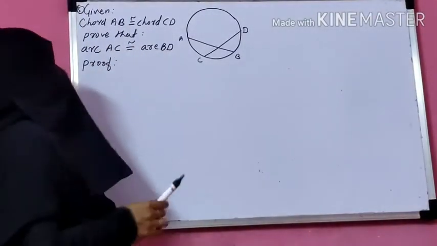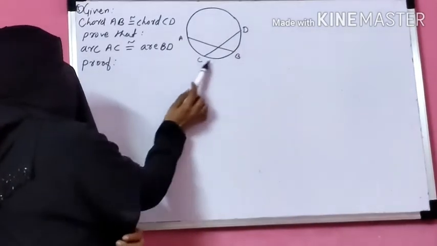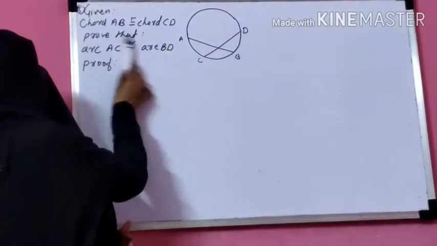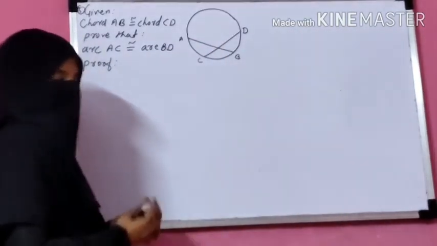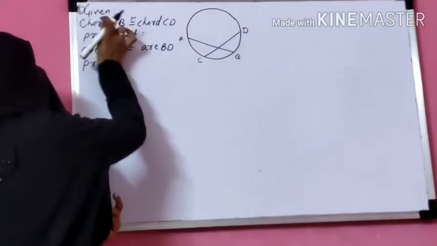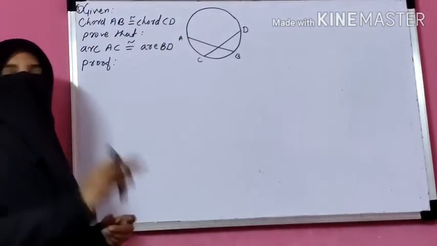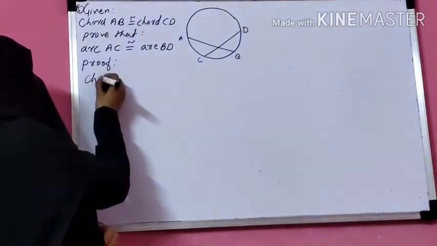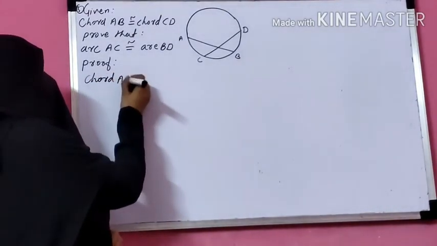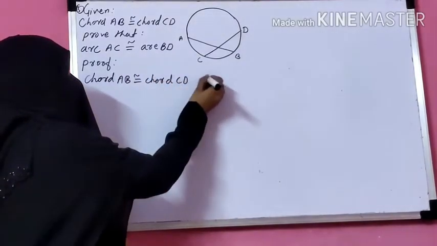Last question, question number third, is given here. Chord AB is congruent to chord CD. Then you have to prove that arc AC is congruent to arc BD. Okay, so let's start your proof. The given is chord AB is congruent to chord CD. If the chords are congruent, then corresponding arcs are also congruent. So let's start. Chord AB is congruent to chord CD, given.